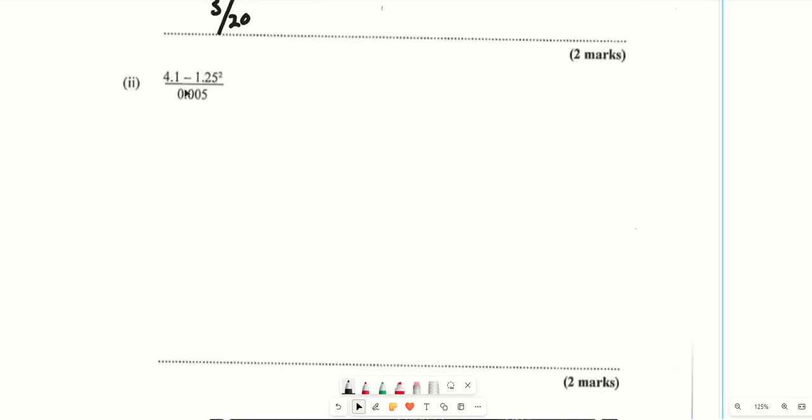A question like this, use a calculator. I don't even want to do it manually, because if you have to do this manually, it will take a little bit of time. So in your calculator, now you have to understand, if you put 4.1 minus 1.25 squared divided by 0.005 without the brackets, you're going to get a completely different answer.